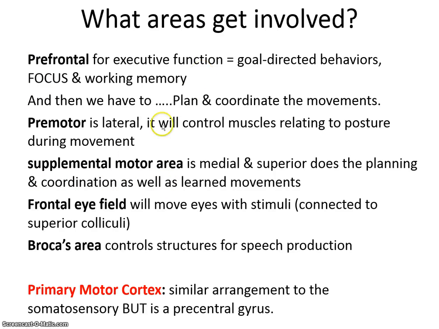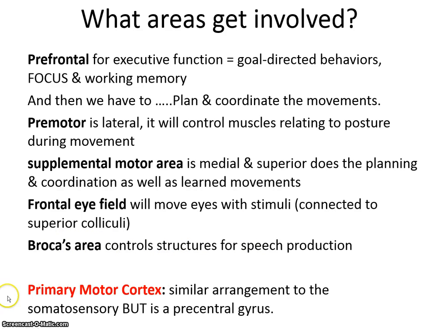so I'm not expecting you to identify those in lab. There's a frontal eye field, which is generally shown on the models, and it moves the eyes with stimuli. It is connected to the superior colliculi. There's Broca's area, which we have on the models and talked about, and this controls the structures for speech production: lips, tongue, and some of the other various muscles.